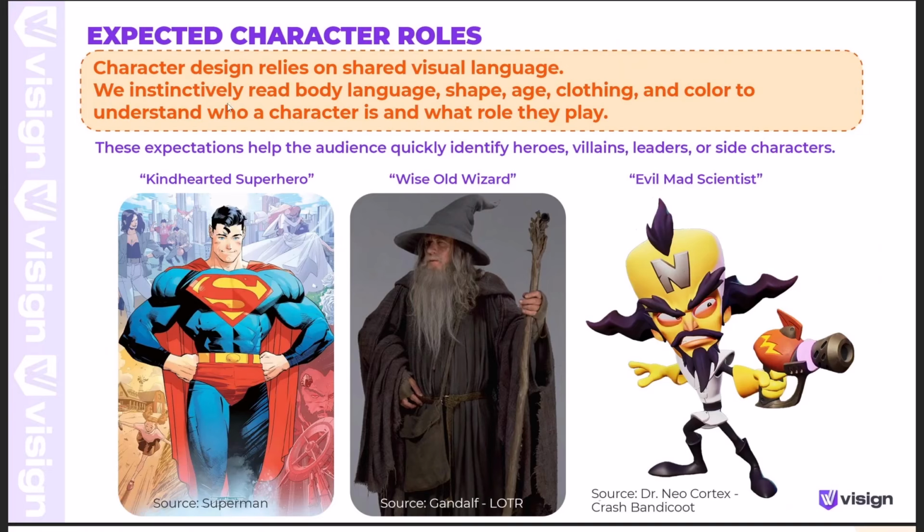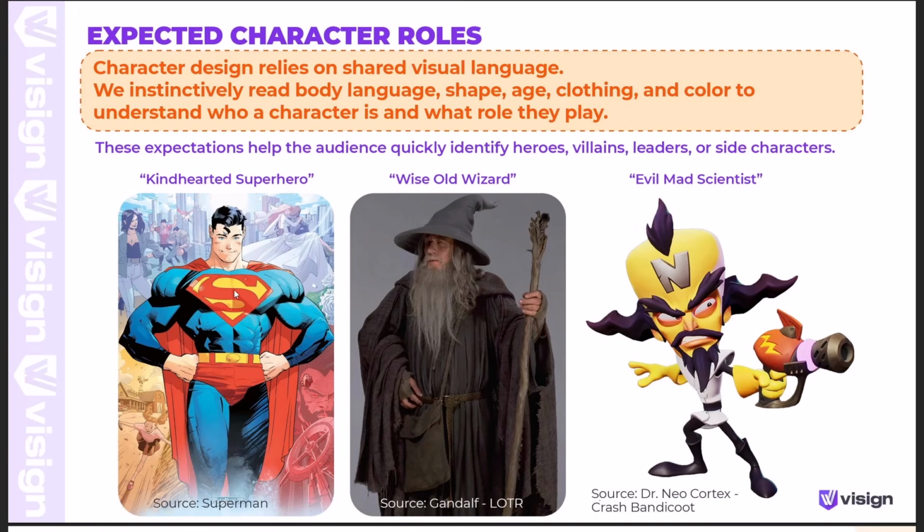Now let's look at some expected character roles. So character design relies on shared visual language. We instinctively read body language, shape, age, clothing, and color to understand who a character is and what role they play. Essentially, with these examples, what you see is what you get, right? So these expectations help the audience quickly identify heroes, villains, leaders, or side characters.